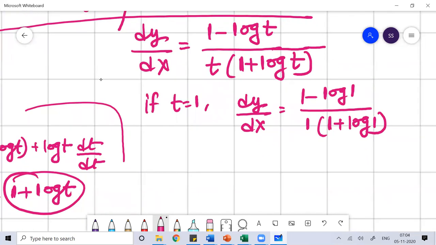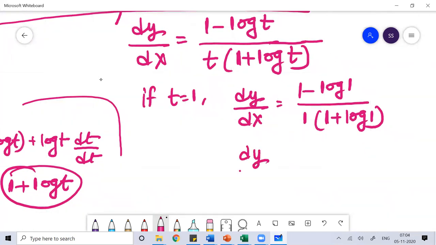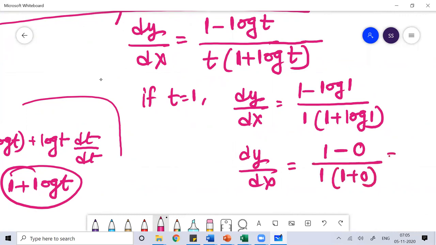So dy by dx. What is log 1? It doesn't matter what the base is, log 1 is always 0. So 1 minus 0 divided by 1 plus 0. This is 1 divided by 1. So the answer dy by dx is equal to 1.